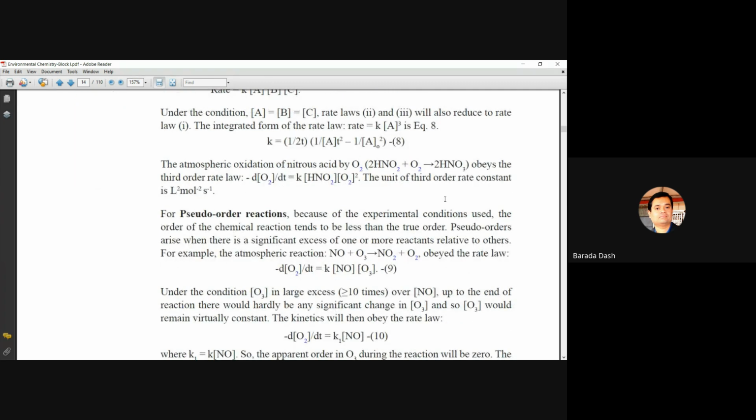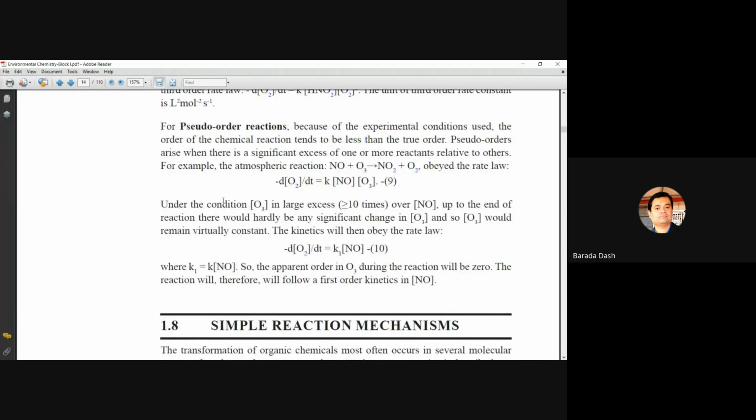Okay, so the atmospheric oxidation of nitrous acid by oxygen, 2HNO2 plus O2 equal to 2HNO3, obeys the third order rate law. So minus d[O2]/dt equal to k [HNO2] into [O2] square. The unit of the third order rate constant is L square mole to the power minus 2 second inverse.